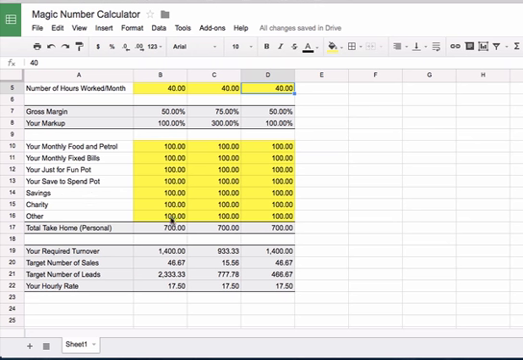Then you want to put in something here. This is working out what you want to take out of your business. This is a bit of personal finance planning. So your monthly food and bills, just for fun, I've just put £100 in each, but obviously you want to go through and put what it is that you want for each pot.